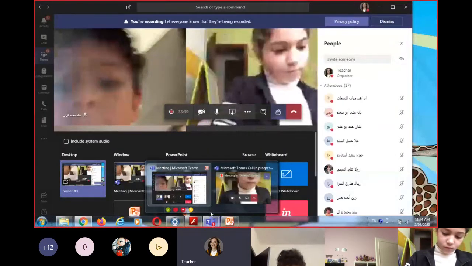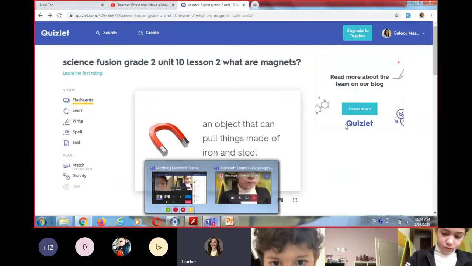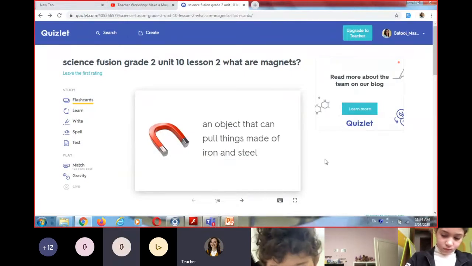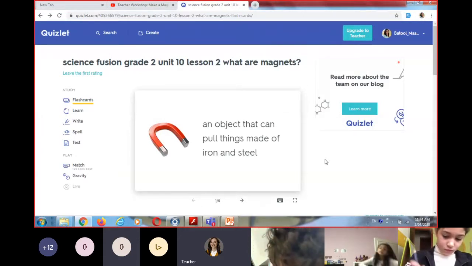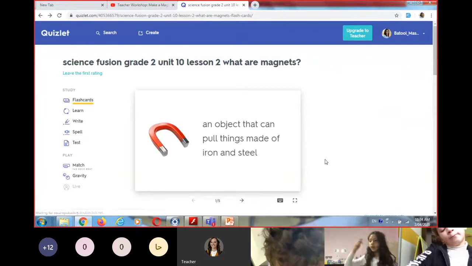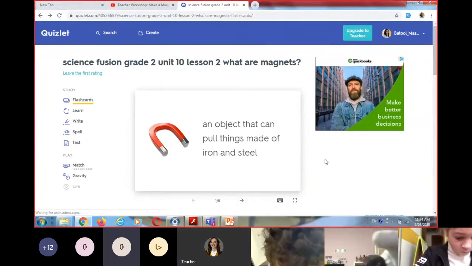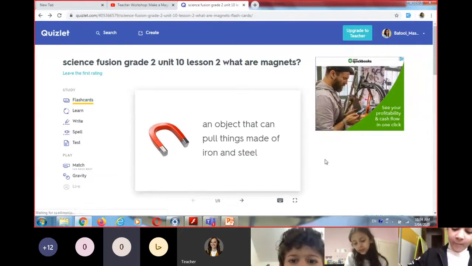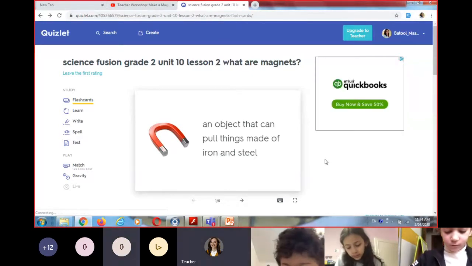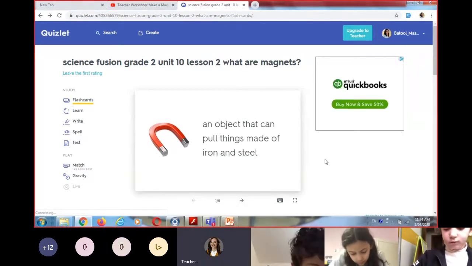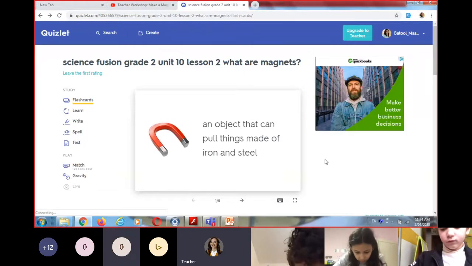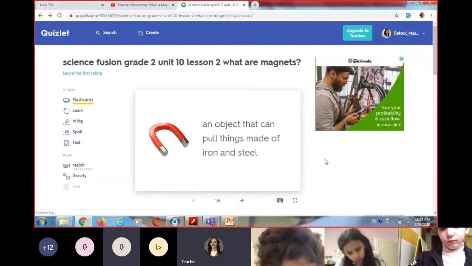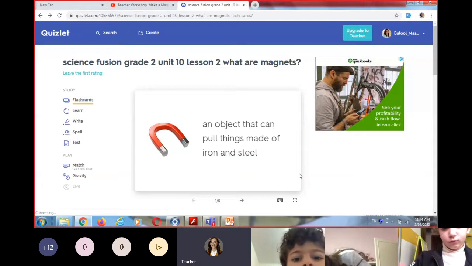Bana. We learned about the 3 shapes of magnets. Do you remember what are they? Bar. The bar magnet, excellent. Horseshoe magnet, excellent. Ring magnet. And ring magnet, excellent, Bana, thank you.